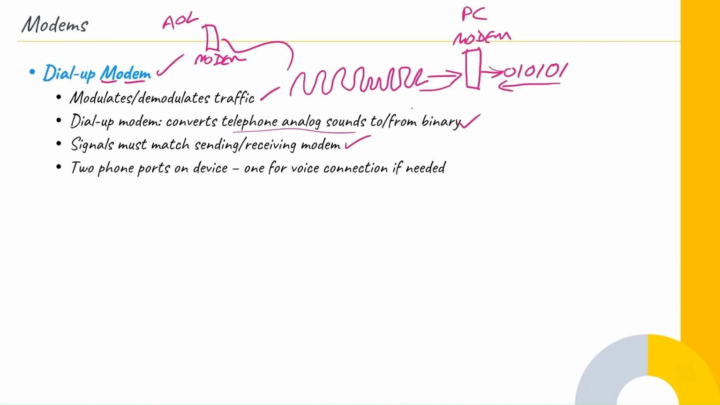A lot of times on the modem, you'd have two phone ports. One would be for the actual exchange of data that I'm describing here, and the other one would be an extra port for an actual phone line. So you could actually pick up the phone and make calls, or it could be a fax.